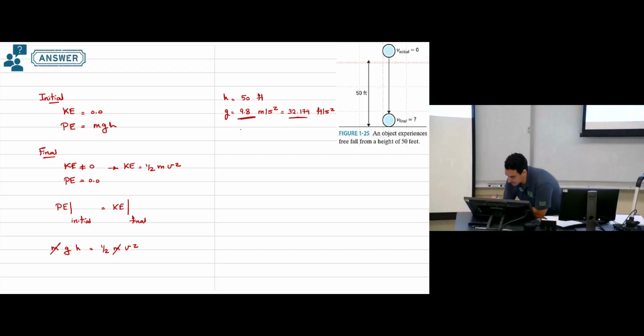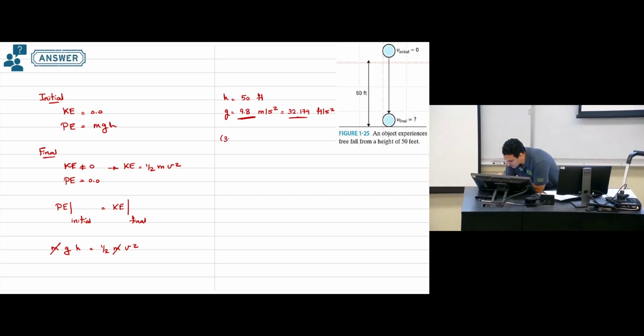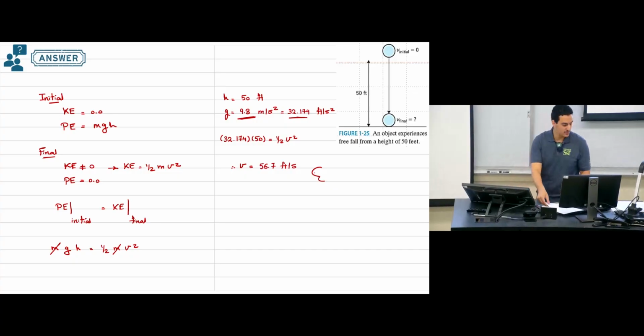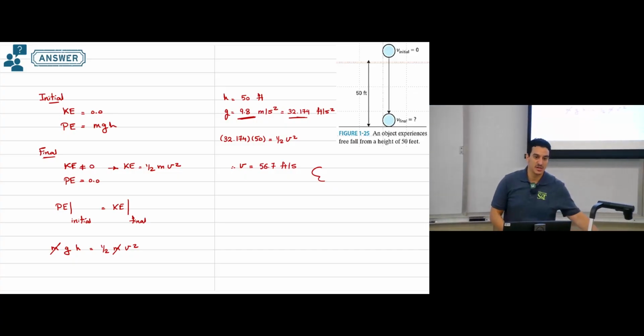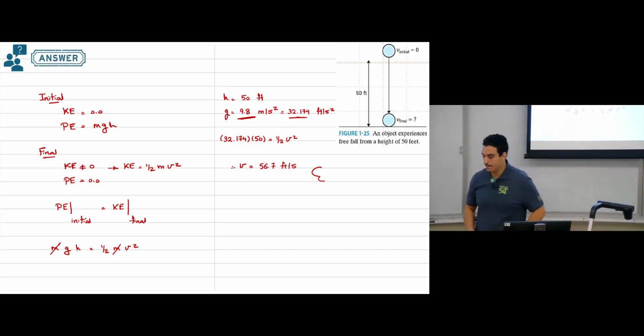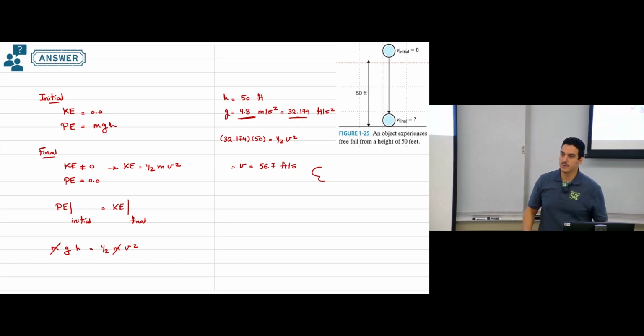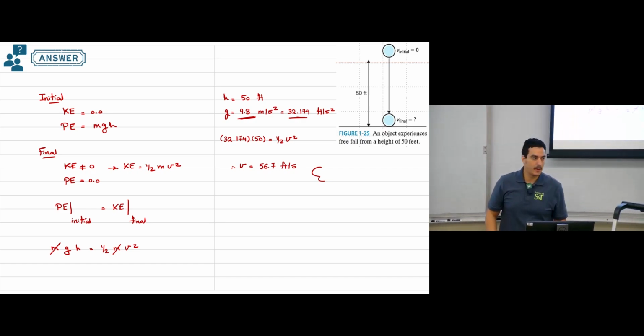Okay, so now let's substitute these numbers. We have 32.174 times 50, which is equivalent to half v squared. So we just substitute here, and we will have the velocity as 56.7 feet per second, and this is what we needed to calculate. So this will be the velocity this object has just before it hits the ground. Clear? Any questions?